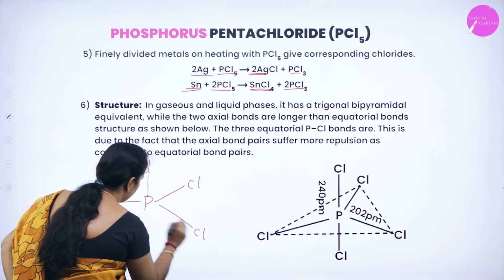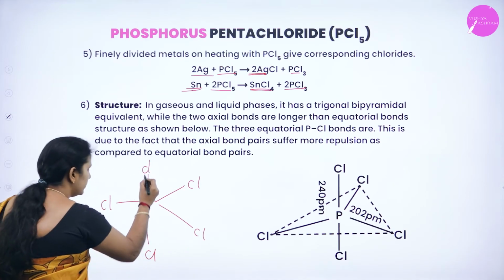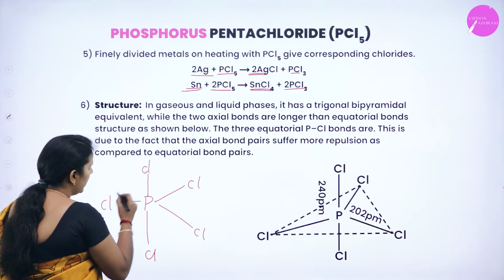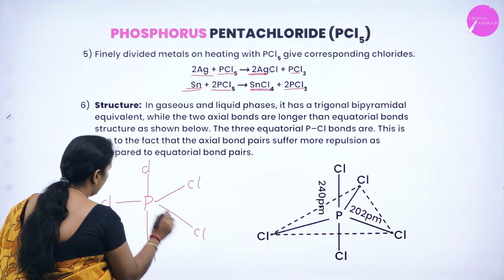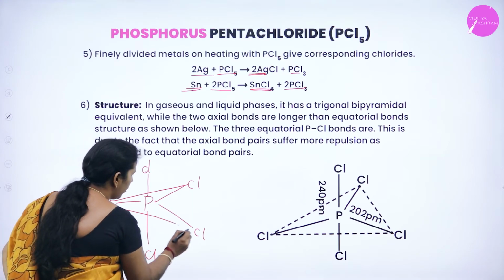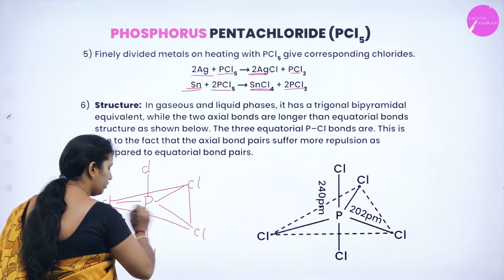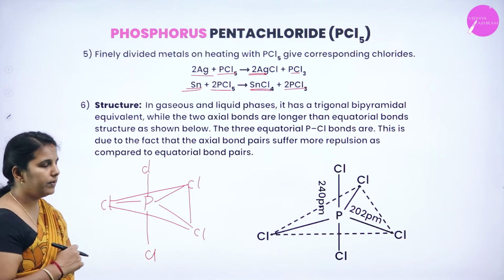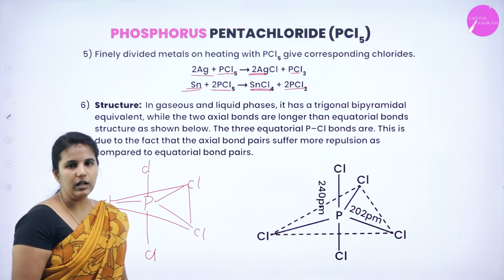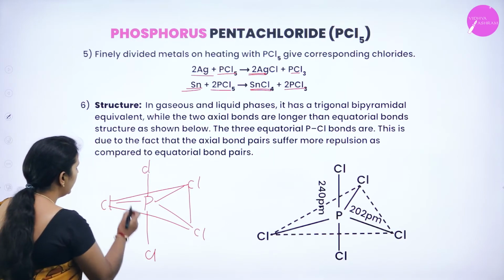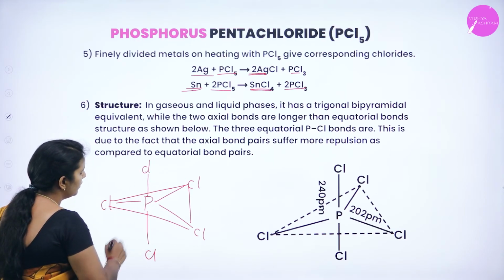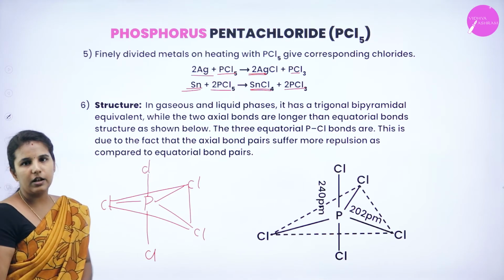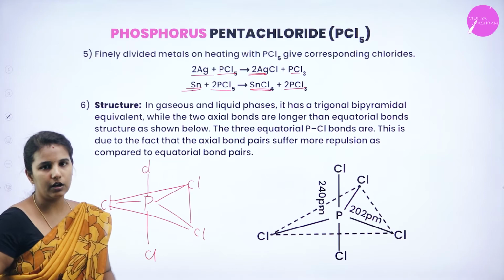PCl5 has 5 chlorine atoms. These are the axial phosphorus bonds and these are the equatorial bonds. Due to the formation of the 3 equatorial bonds, the axial bonds experience more repulsion as compared with the equatorial bonds. This is a trigonal bipyramidal structure. This is PCl5, that is phosphorus pentachloride.